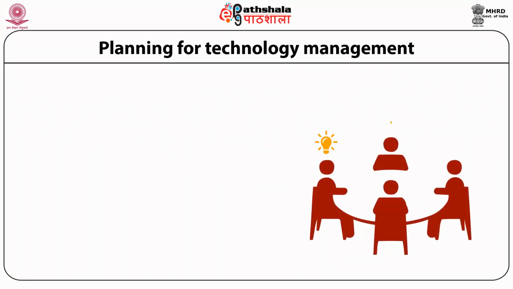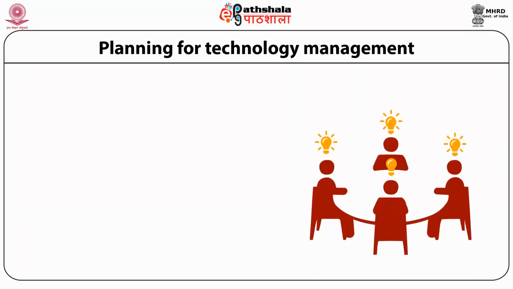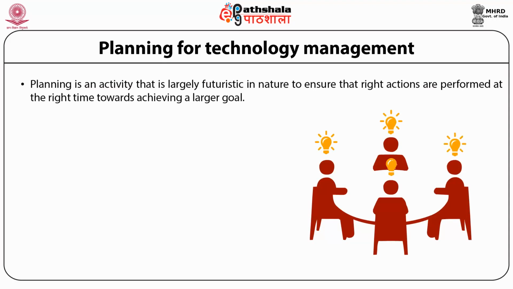When we talk about technology management, the first step is planning. Planning, as we know, is something we do for any activity that we embark on in libraries, or for that matter, for any activity that we undertake. Planning is an activity that is largely futuristic in nature, to ensure that the right actions are performed at the right time towards achieving a larger goal.